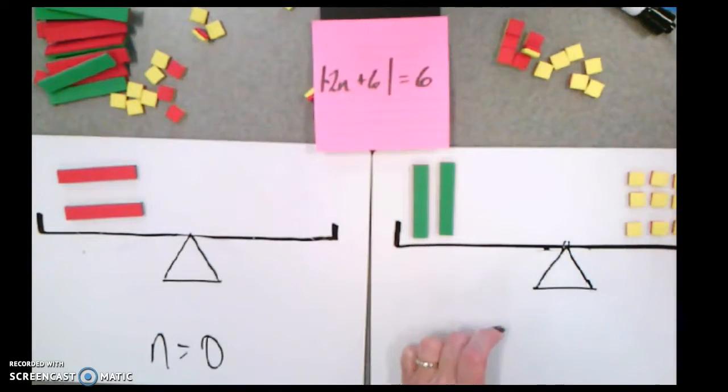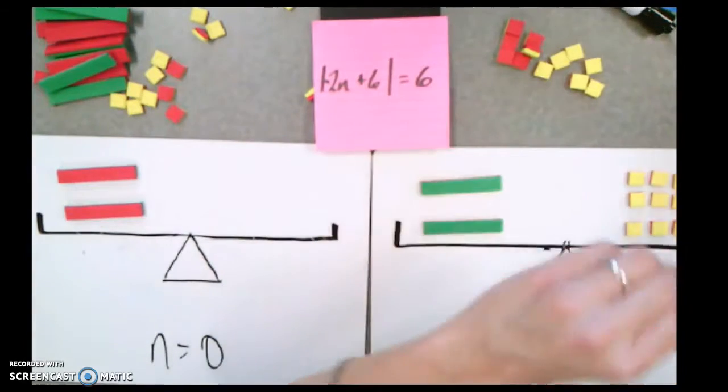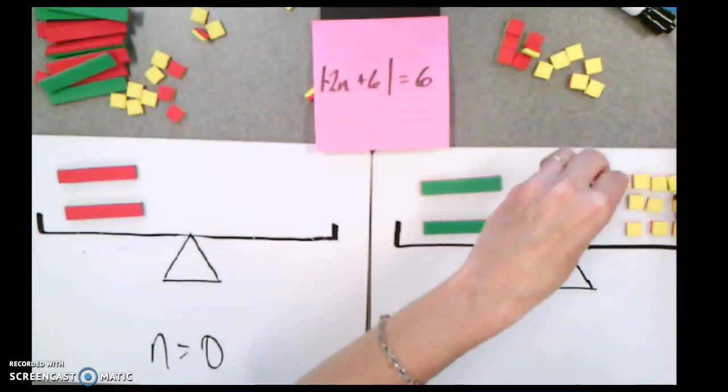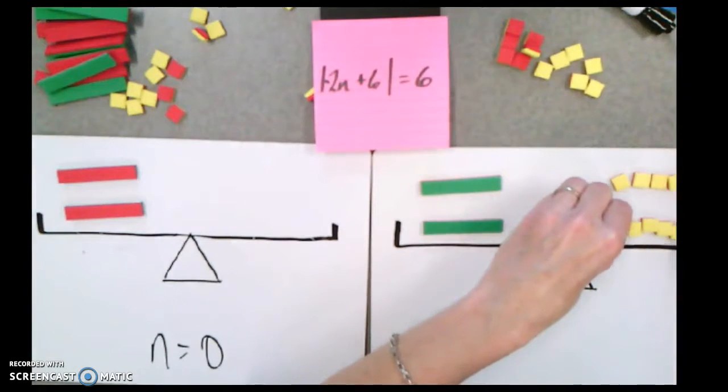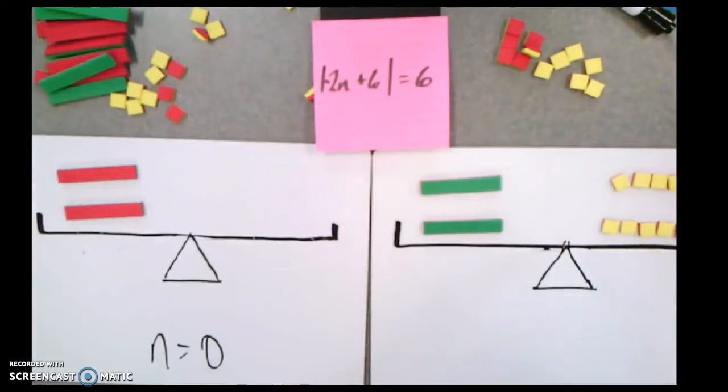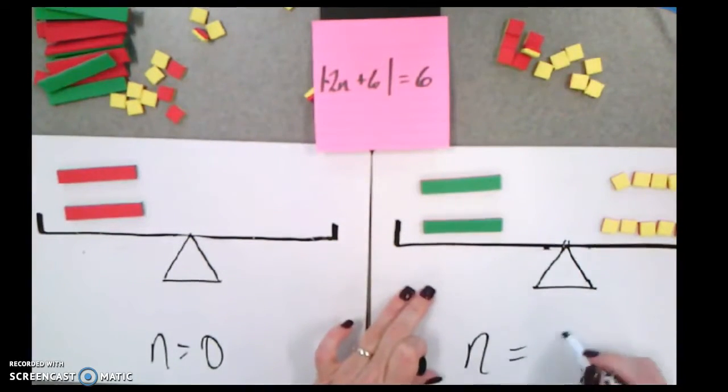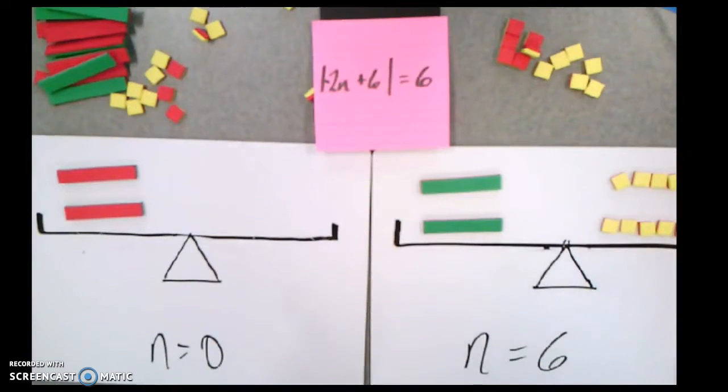What we need to do is try to get these in 2 equal piles. And so what I see is that each one of these n's is equal to 6. So the solutions for this absolute value equation are n equals 0 and n equals 6. And you can do this with any equation. You can use it even with one that you have to distribute if you've got enough algebra tiles. If you have questions on that, just let me know.